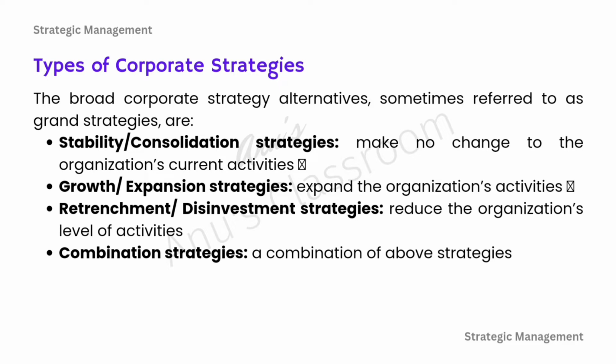First is the stability or consolidation strategy, where we intend to make no change at all to the organization's current activities, we just want it stabilized. The second is growth or expansion strategy, where we are trying to expand the organization's activities into wider areas. Then it could be retrenchment or disinvestment strategies, which try to reduce the organization's level of activities and focus more on the most profit bearing activities. And we could also have a combination of these three strategies, whichever suits the organization best.